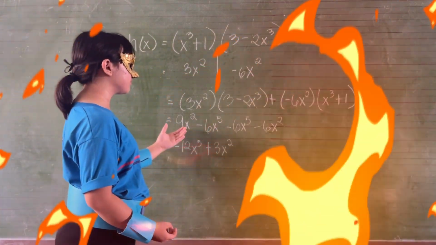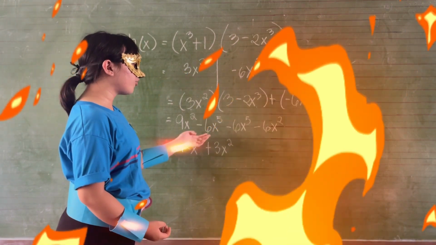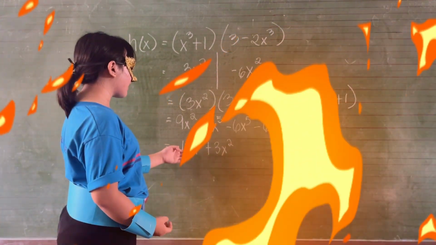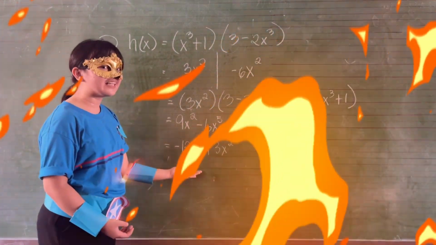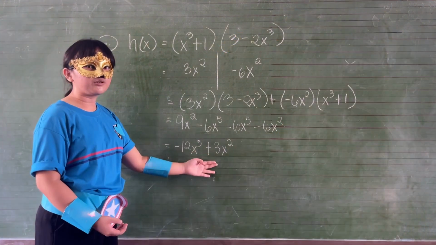So we're going to subtract the two. So we're going to have 3x squared. And since they're both negative, we're going to add the both of them. So it's going to be negative 12x raised to the power 5. So our final answer is negative 12x raised to the power 5 plus 3x squared.